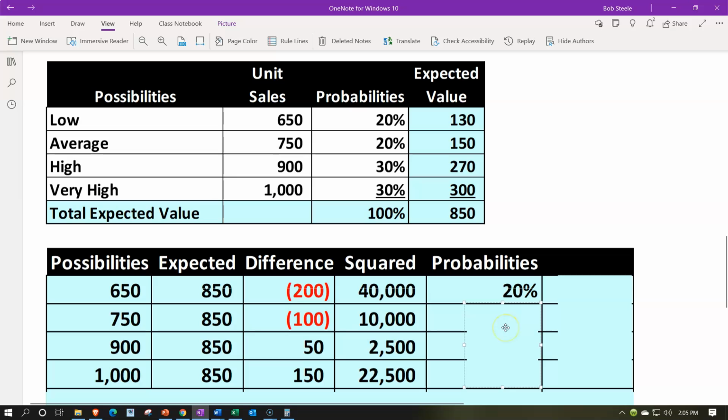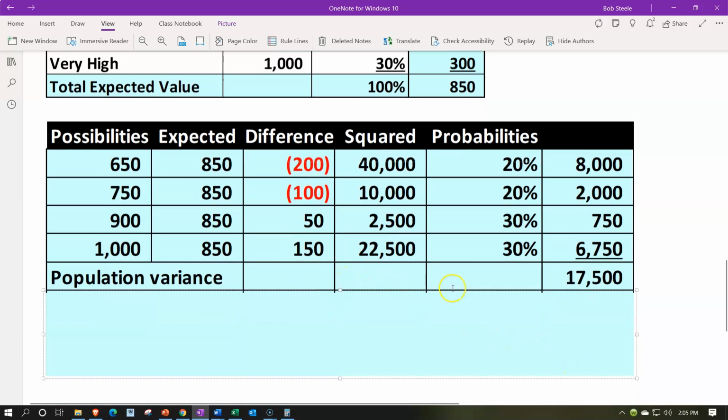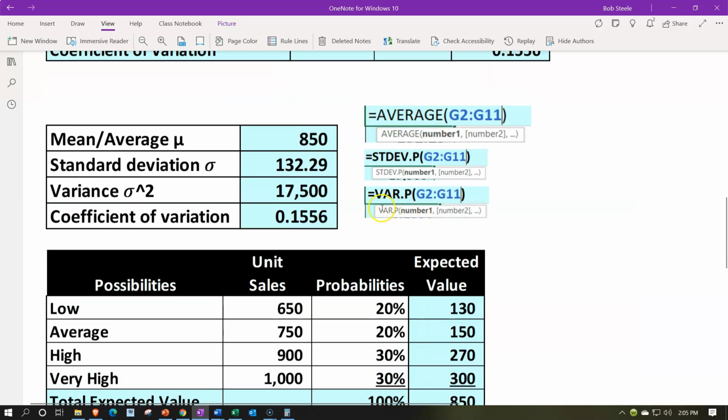So 20, 20, 30, 30. And that then gives us our end result of the 40,000 times the 20%, the 8,000, the 10,000 times the 20%, 2,000. 2,500 times 30%, 750, and the 22,500 times the 30% of the 6,750. And if we add those up, population variance of the 17,500, which is the same result we got up top.